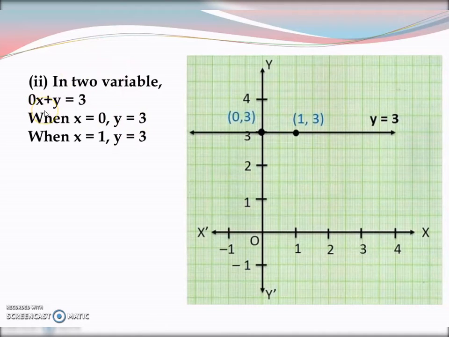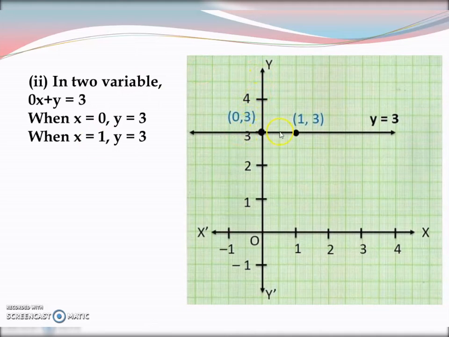Now what will happen if you put any value of x here? When x is 0, then also y is 3. When x is 1, then also y is 3. If you put x equal to 100 also, y will come as 3. So any value of x you put, the corresponding value of y that you get will be a constant value 3. Because x will be multiplied ultimately with 0. So that will become 0.